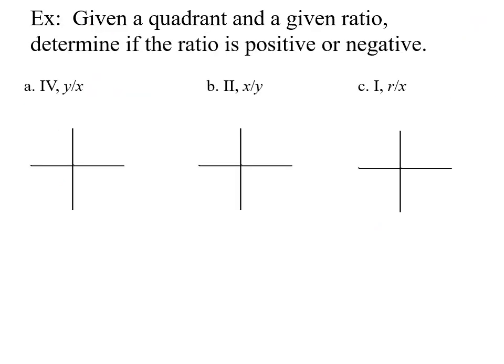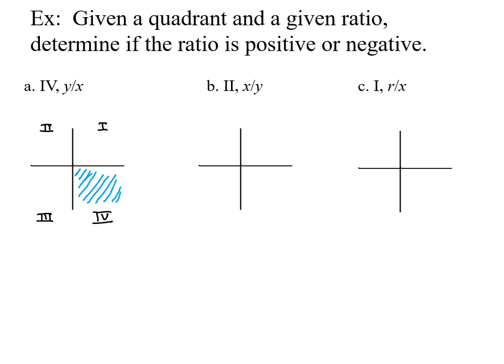Okay, this says given a quadrant and given a ratio, can you determine whether the ratio is positive or negative? This will come up a little bit more, especially once we get into, say, chapter 3, but it's kind of an introduction of where we're heading. So quadrant 4, you might remember, this is quadrant 1, this is quadrant 2, this is quadrant 3, this is quadrant 4. So we're in quadrant 4 down here.